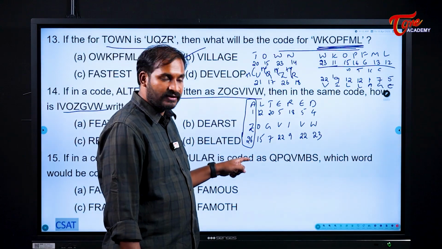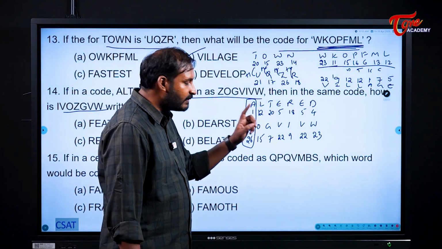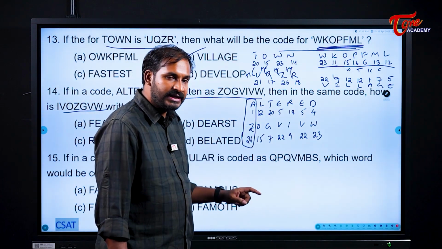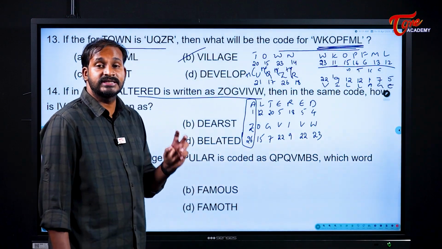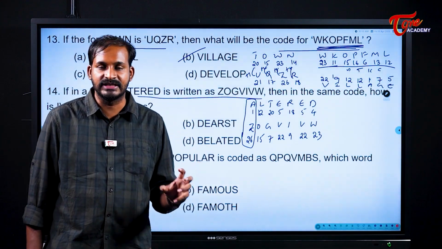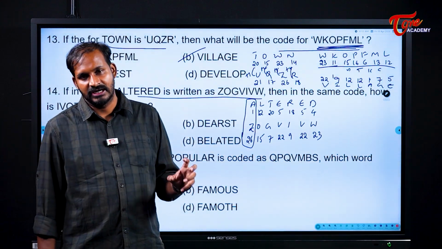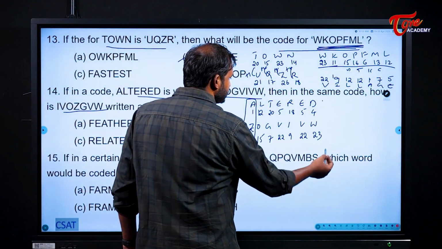Their sum will be always equal to 27. 1 plus 26, 27. 12 plus 15, 27. 20 plus 7, 27. 5 plus 22, 27. 18 plus 9, 27. 5 plus 22, 27. 4 plus 23, 27. So their sum will be always equal to 27. Understood? So now we will apply the same concept here also.